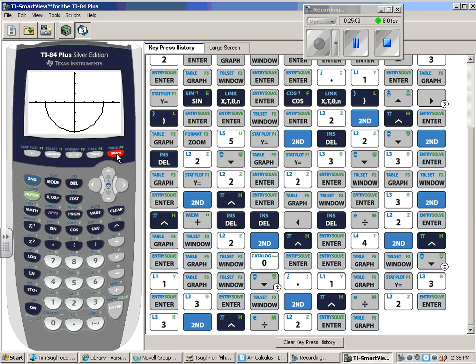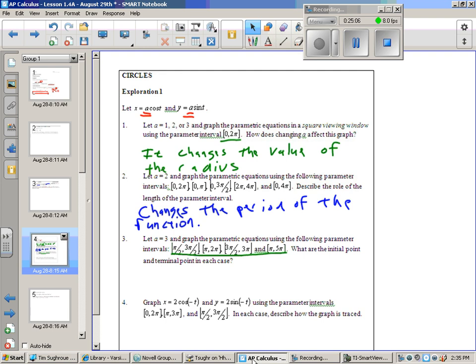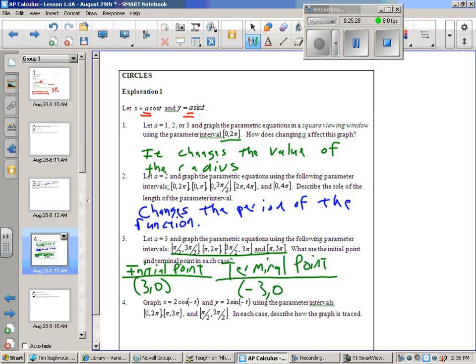So if I was going to write that down back here under this first one, the first situation, it would be initial point is going to be (3, 0). Terminal point is (-3, 0). That's where the initial point's where it starts, the terminal point's where it ends. It's that descriptive. It's that simple. Let's go back, check the second interval.